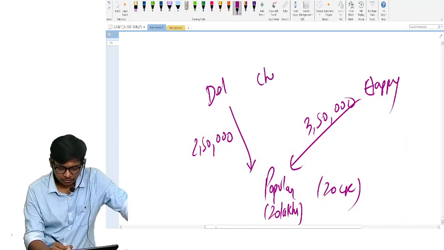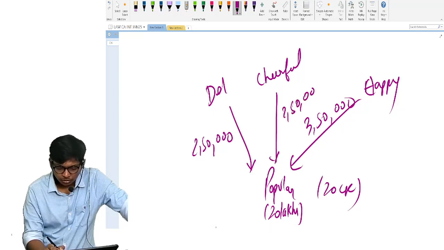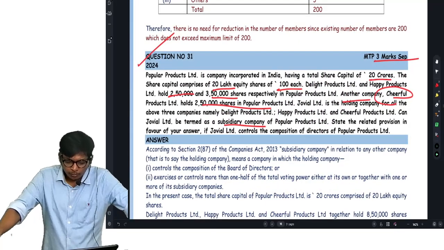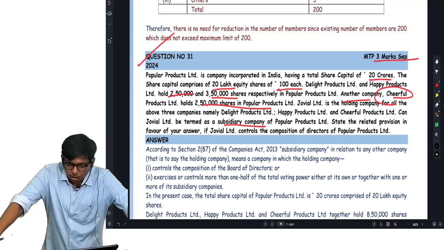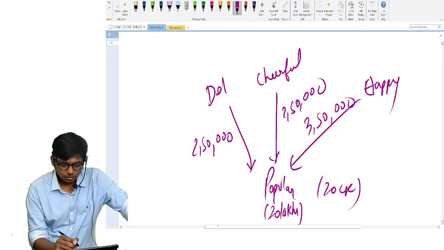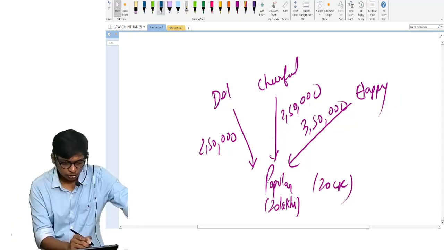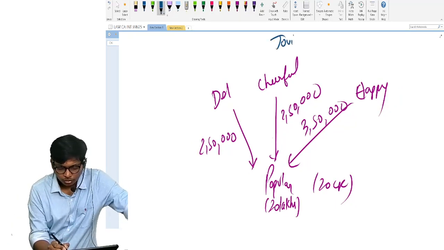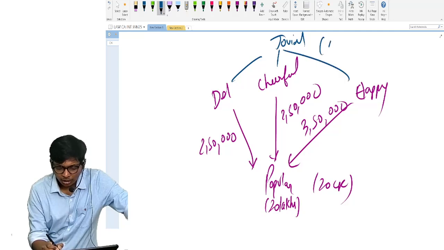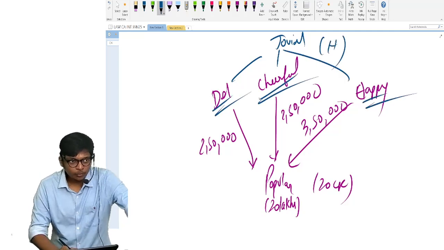So let me write, Cheerful also has 2 lakh 50 in Popular. Jovial is the holding for all the above companies. So I will write here, Jovial is holding of all three, Delight, Cheerful and Happy. I hope you drew the diagram, guys.